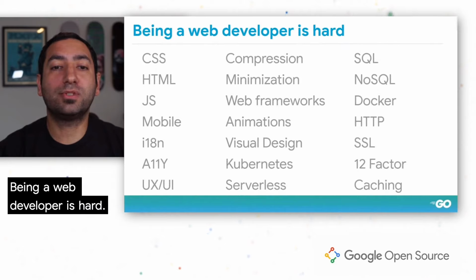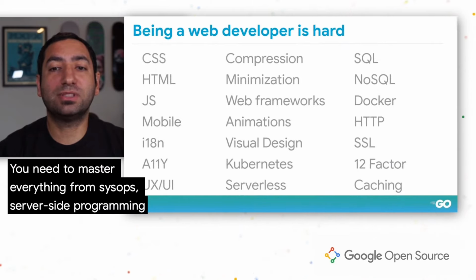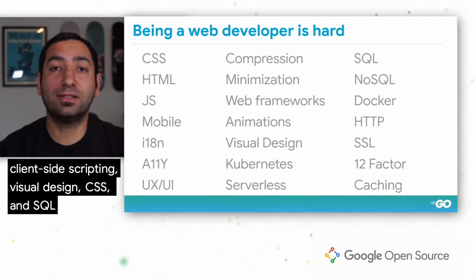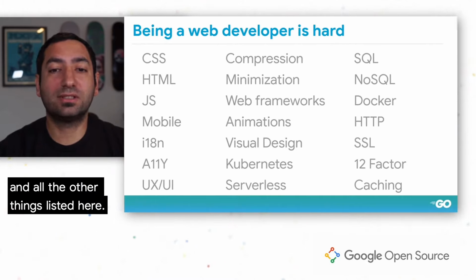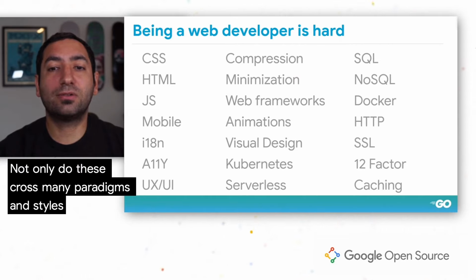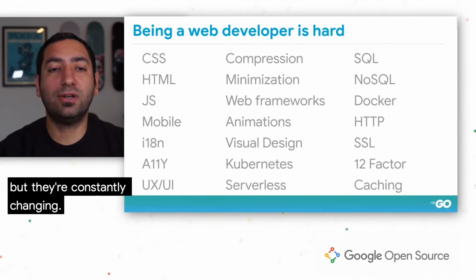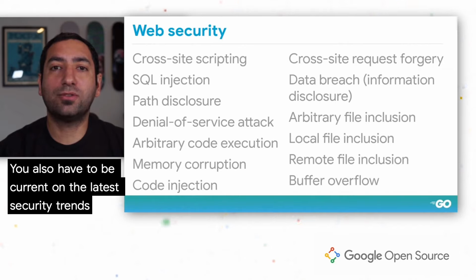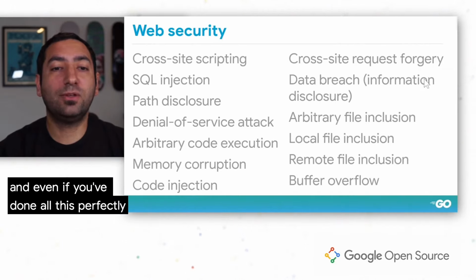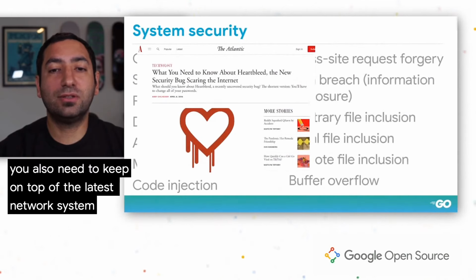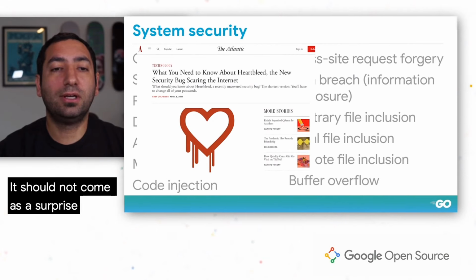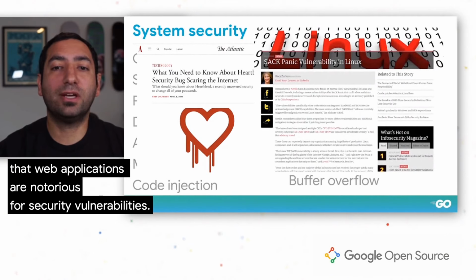Being a web developer is hard. You need to master everything from sysops, server-side programming, client-side scripting, visual design, CSS and SQL, and all the other things listed here. Not only do these cross many paradigms and styles, but they're constantly changing. You also have to be current on the latest security trends. And even if you've done all of this perfectly, you also need to keep on top of the latest network, system, and container security. It should not come as a surprise that web applications are notorious for security vulnerabilities.